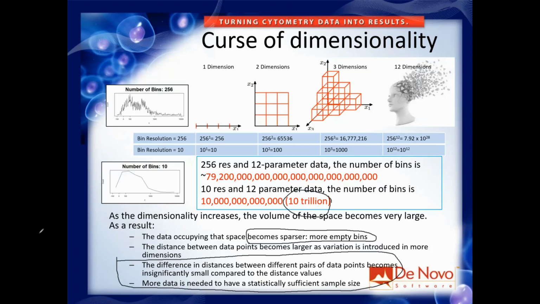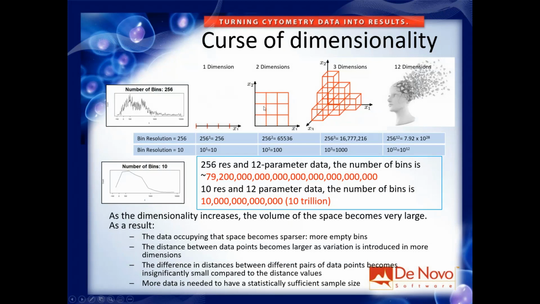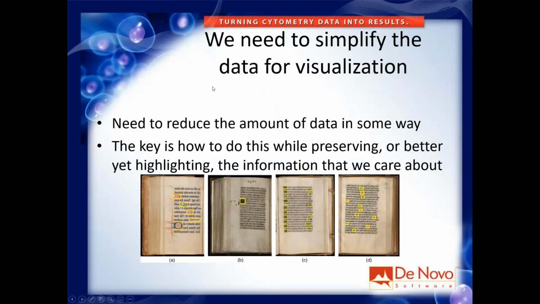There are some other mathematical problems with having so many bins that I won't go into much. The key point to take away is that the number of possible bins that a cell can go into explodes exponentially and becomes very difficult to work with computationally. So what we need to do is simplify this data. How do we simplify this data? We need to reduce the amount of data in some way. We have too much data.